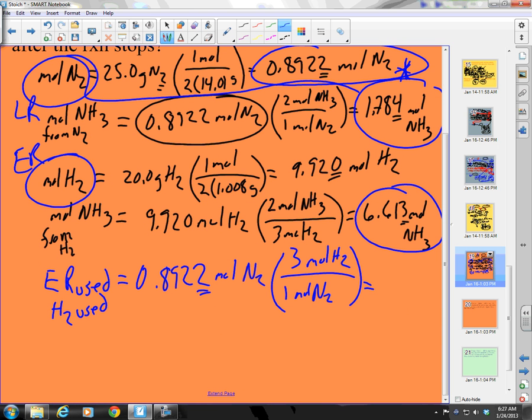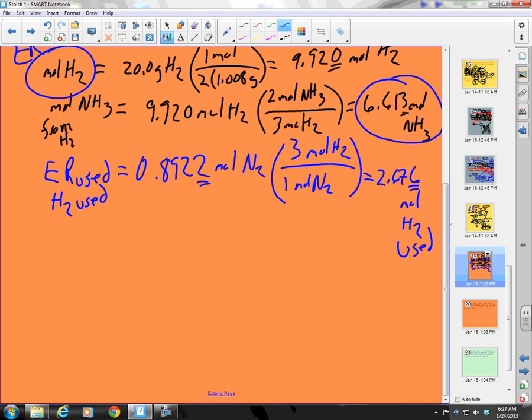Okay, so I'll take my 0.8922 times 3 divided by 1, and I get 2.676 moles of H2 used. Good. Now, how do I get moles of H2 remaining? How do I get moles of H2 remaining?